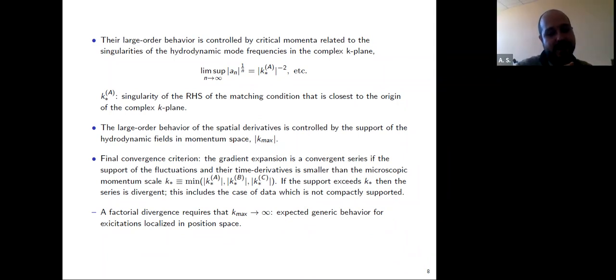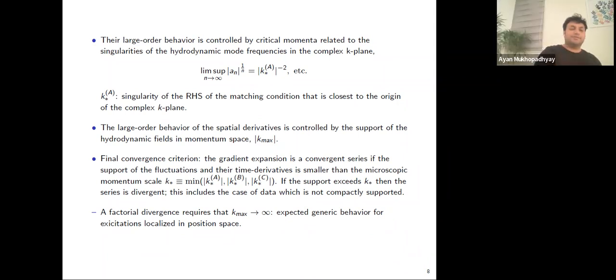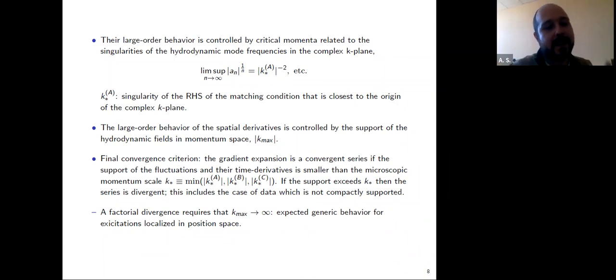This competition between this fact that factorial divergence and optimal truncation, which provides an exponentially good approximation, usually go hand in hand. So just to illustrate the general convergence criterion, the main point is not studying applicability of the gradient expansion at the level of linear response. The main point here is demonstrating that without any symmetry restrictions on the underlying fluid flow, even at the level of linear response, you can demonstrate generically that the gradient expansion is factorially divergent under a very mild condition, which is this condition on the momentum space support.